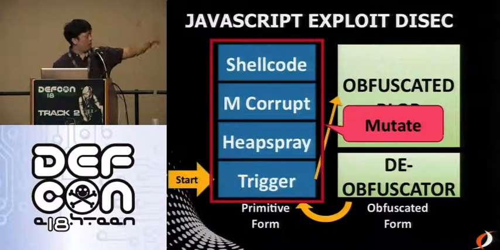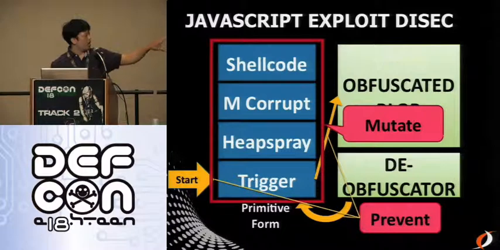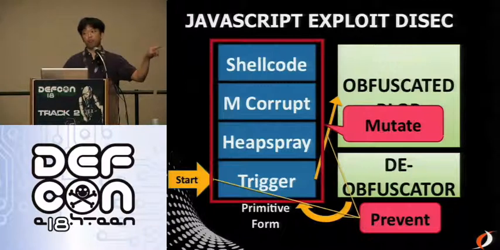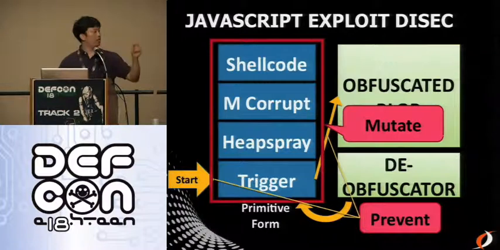So with this entire part, the primitive or raw form, we want to mutate, and then for the triggering part, we want to prevent in case we are inside a sandboxed or detection environment. So we want to know if we're inside a sandboxed environment, then we want to prevent ourselves from executing anything.